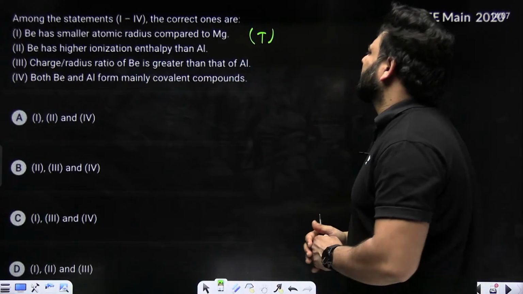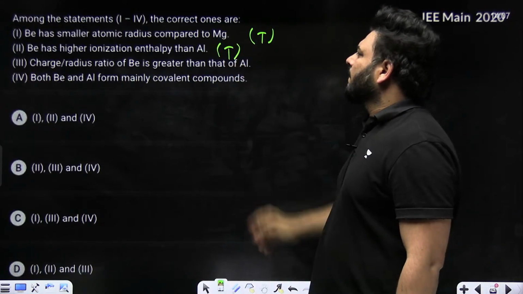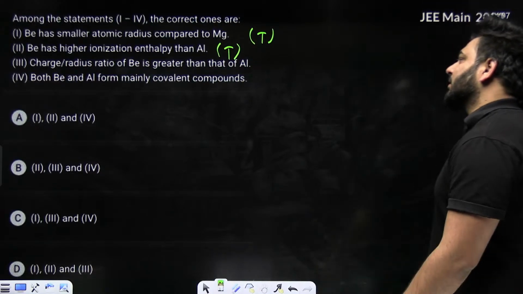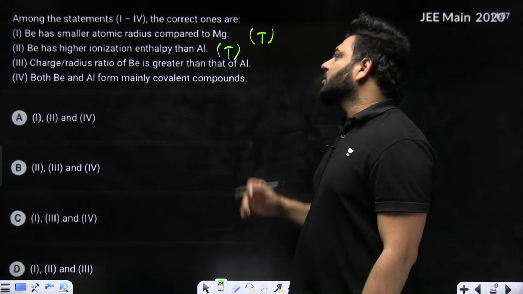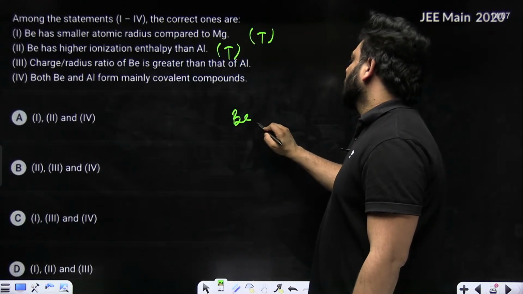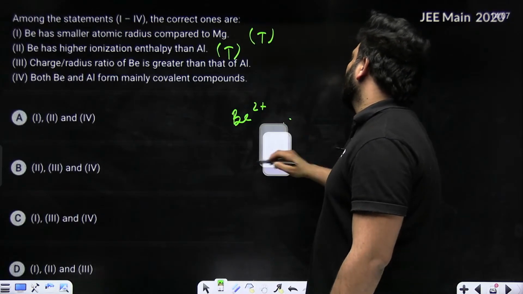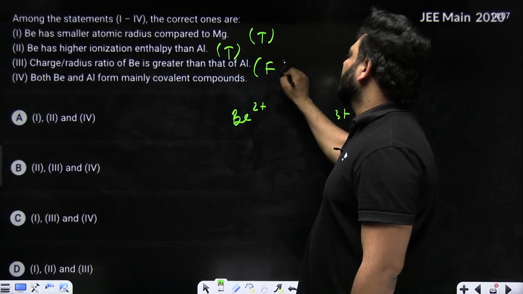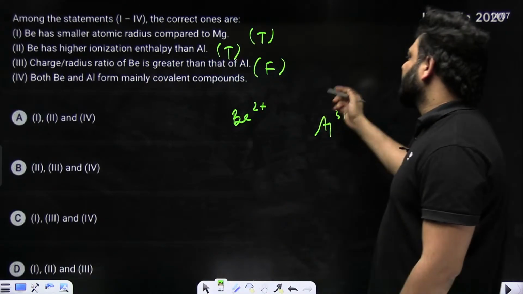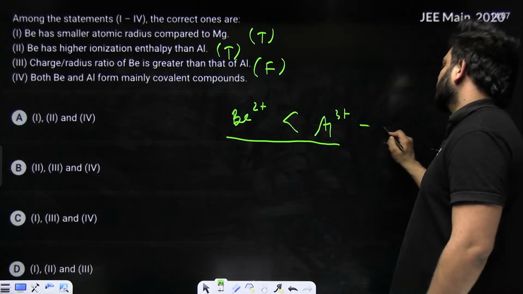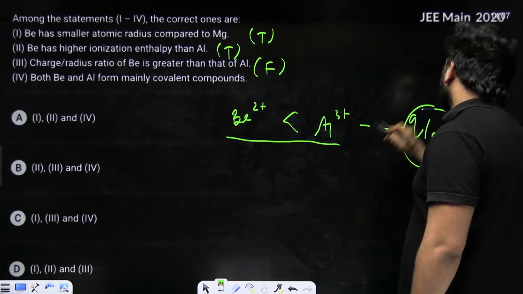Beryllium has higher ionization, which is absolutely true. The charge upon radius ratio of beryllium is greater than that of aluminium. See, the charge of beryllium is 2 plus, and for aluminium it will be Al3 plus. So I think aluminium will win. So this is a false statement, because this charge by radius ratio is more dependent upon the charge and the radius, okay?